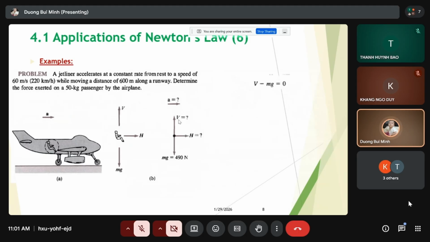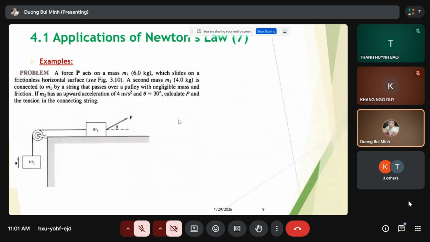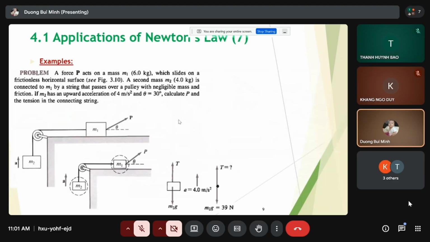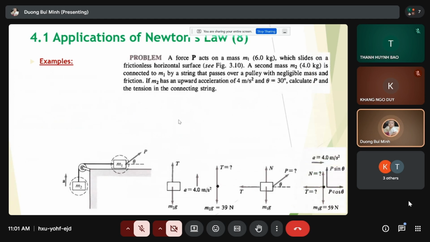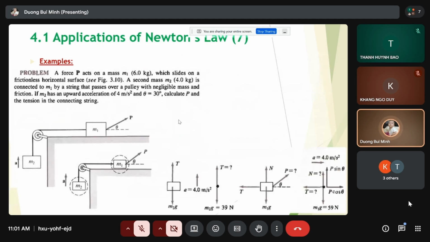Okay, we consider this one. You have 5 minutes. Try to get your answers. Calculate v and the tension in the connecting string. Five minutes. Practice and practice.